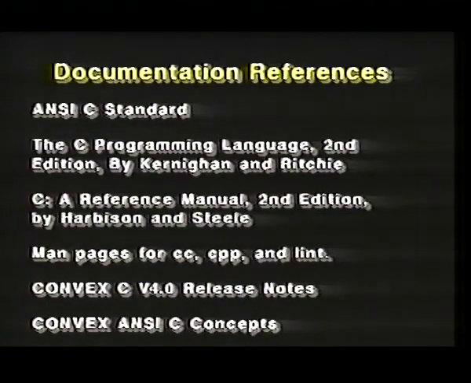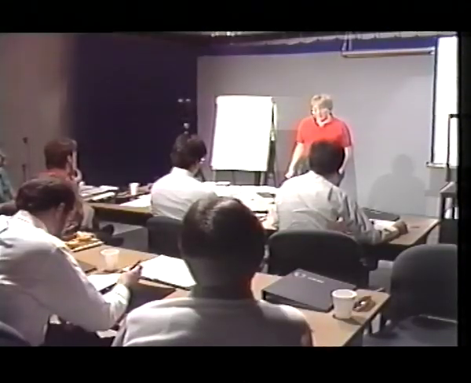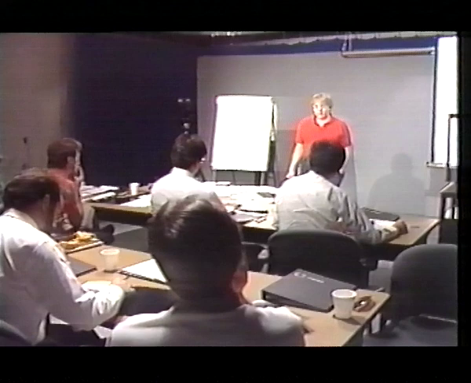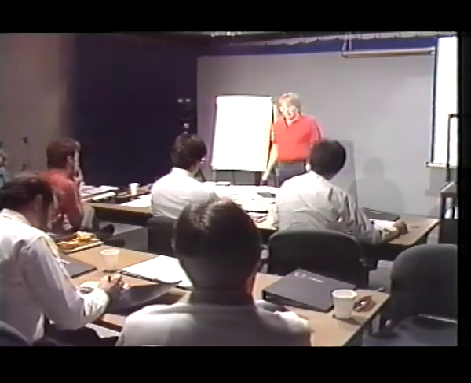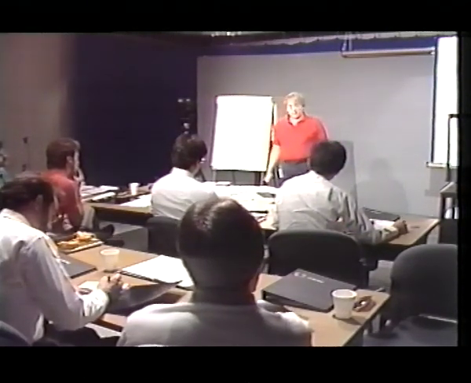Another good reference for differences between ANSI C and Classic C is the C reference manual by Harbison and Steele, second edition. On the K&R book, you need to at least get the third printing. There have been three printings. The third printing has been updated to include the standard, because the first two printings were printed before the standard became a standard. So you want the third printing.